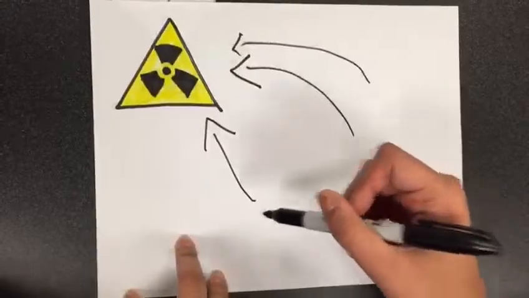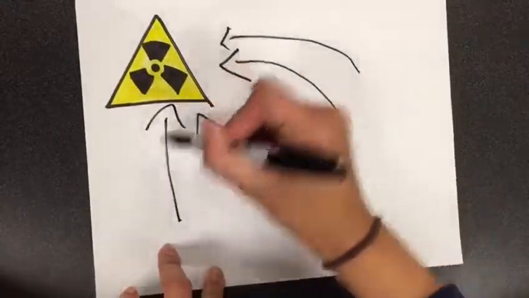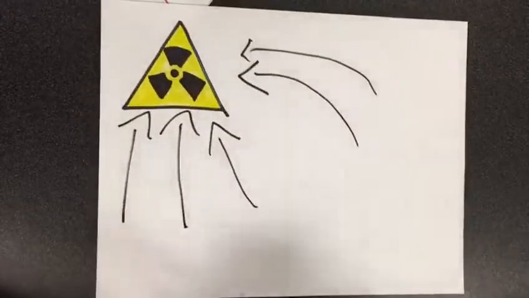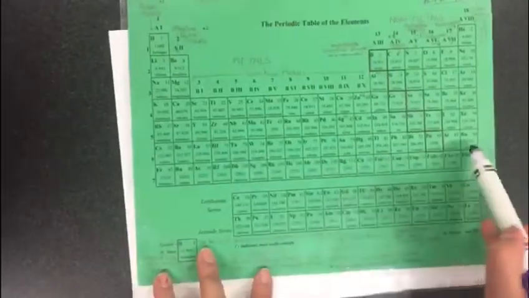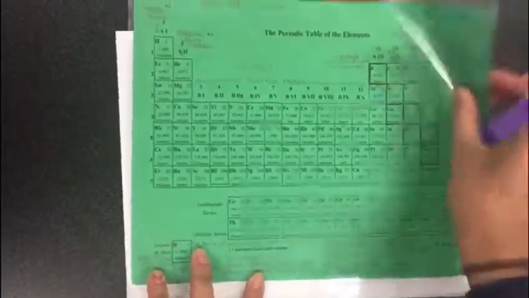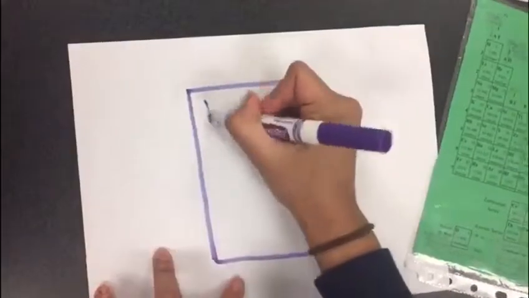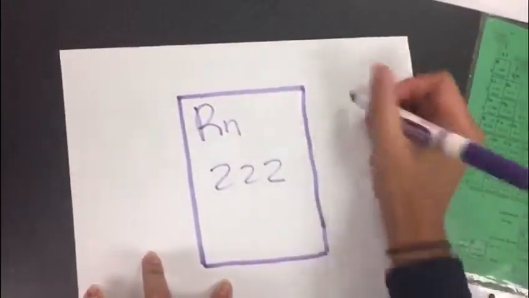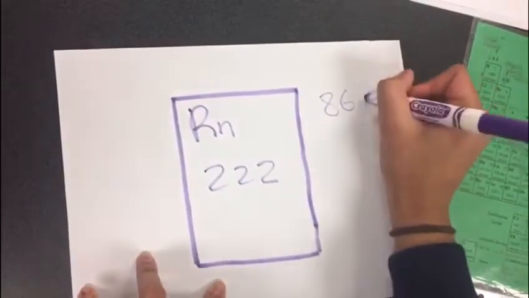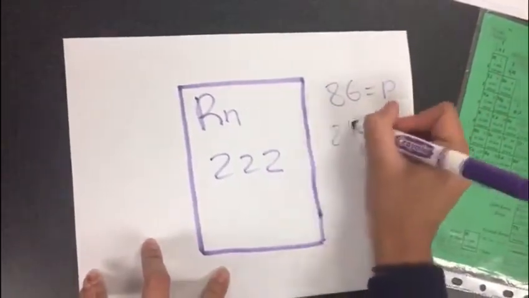Radon! What is radon? Radon is a rare radioactive gas discovered by Frederick Dorn in 1898. Radon belongs to the noble gas family. It is located in period 6, group 18, and has an atomic mass of 222. The atomic number is 86, which means that radon has 86 protons and 86 electrons.